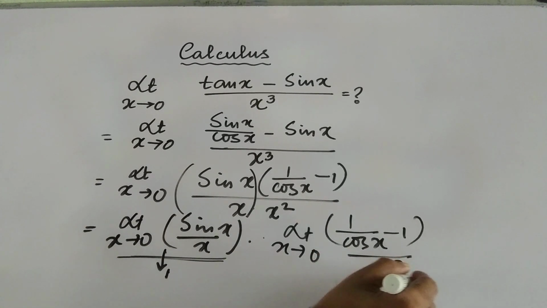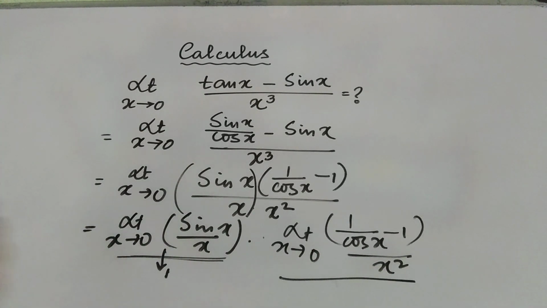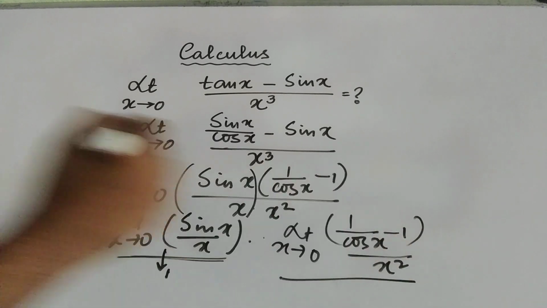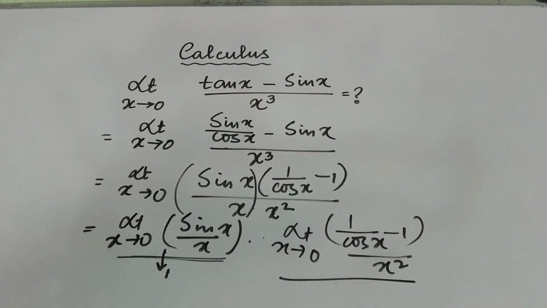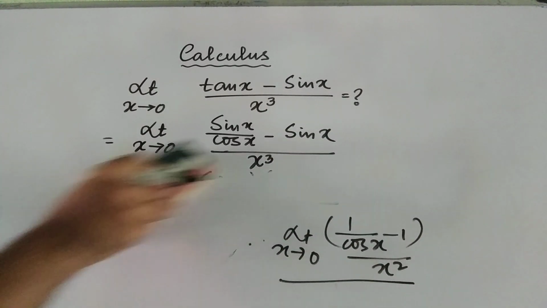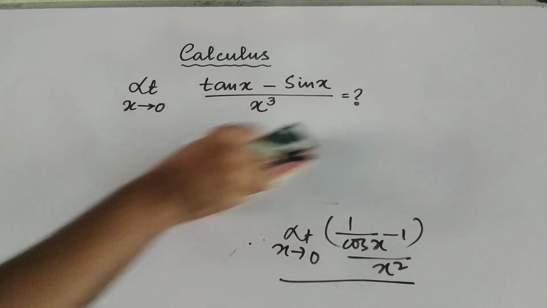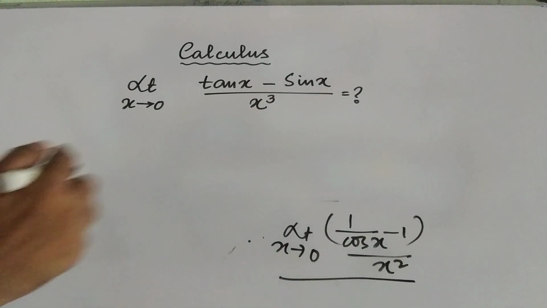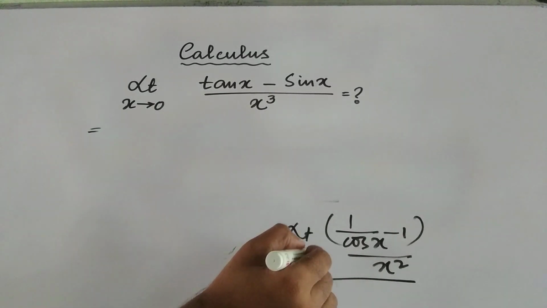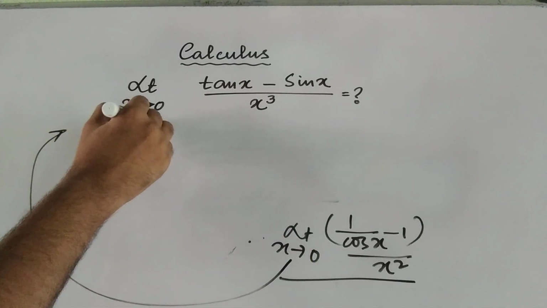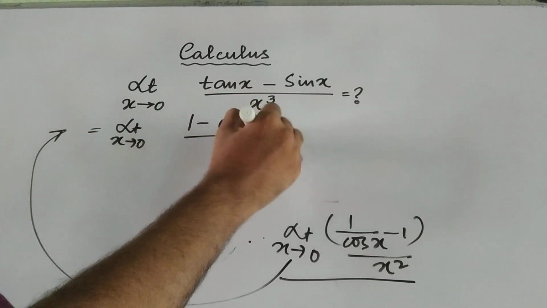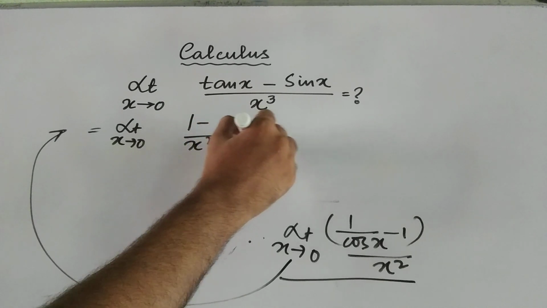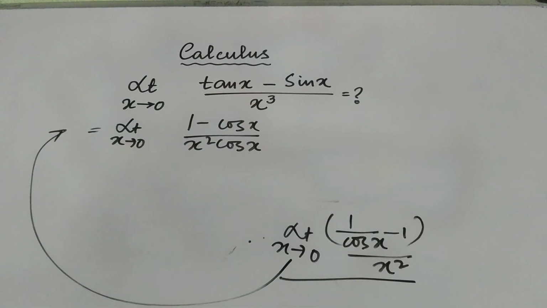So my only remaining portion is this one: limit x tends to 0 (1 by cos x minus 1) divided by x square. I am keeping this part only and removing the existing section. Let us check how we can further derive the value of this expression. It is equal to limit x tends to 0 (1 minus cos x) by x square cos x. It is just a subtraction of fractions as we do for normal numbers.